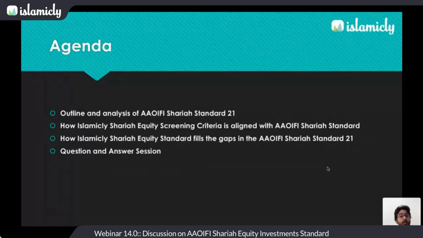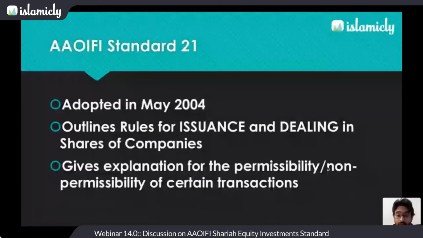So EOF Standard 21 is the key standard which talks about investment in shares and bonds for halal investments. This standard was adopted in the year 2004 in the month of May. It outlines the rules for issuance as well as dealing in shares of companies. It gives explanation for the permissibility and non-permissibility of certain transactions.